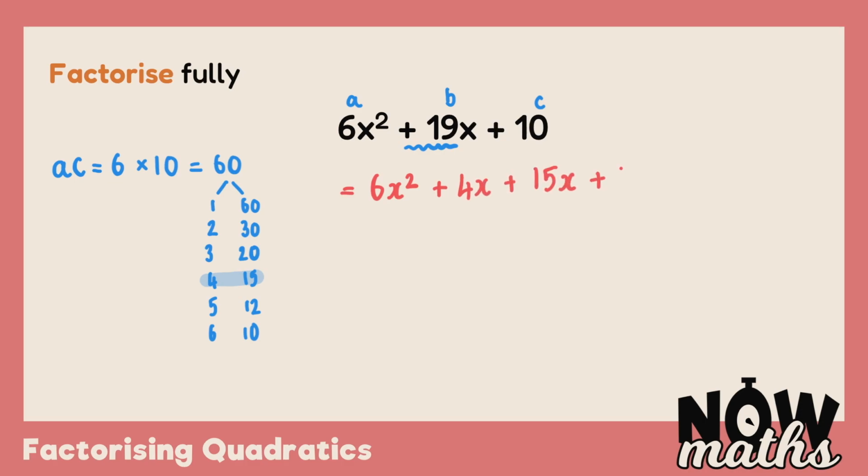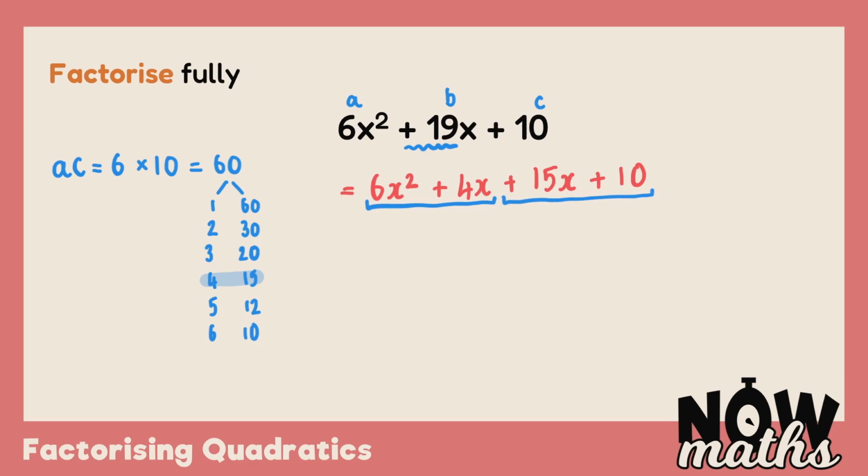And we put our plus 10 back on the end. Again, this quadratic here is identical to the quadratic above. The only difference is we've split up the 19x into two separate terms. And the reason that this is helpful is that we can now try and factorise our quadratic in two separate parts.